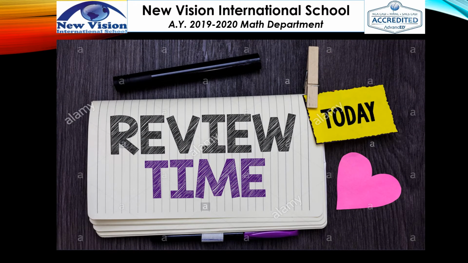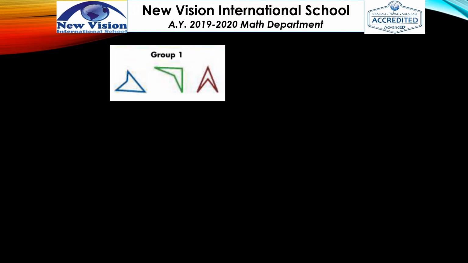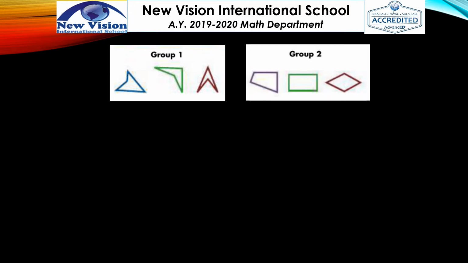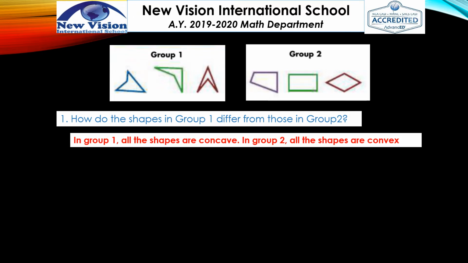Okay, but first, let us have a review of the previous. Okay, so we have group 1 polygons and we have group 2 polygons. Question number 1. How do the shapes in group 1 differ from those in group 2? Look at how the points are pointing. Okay, so in group 1, all the shapes are concave because there are points or there are sides that are pointing inward. And in group 2, all the shapes are convex because all the sides are pointing outwards.